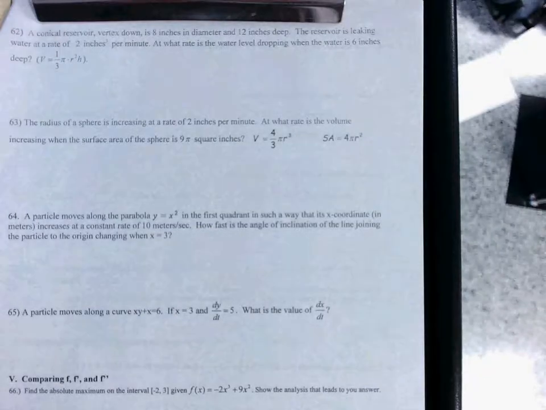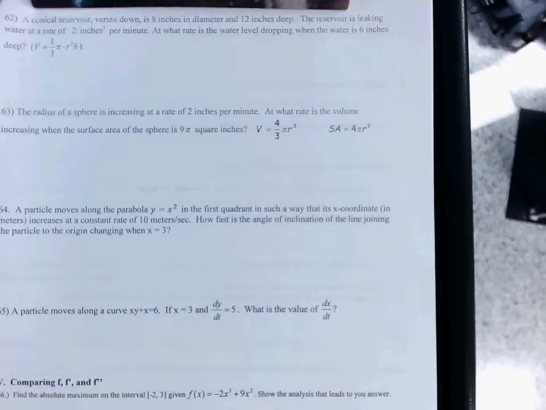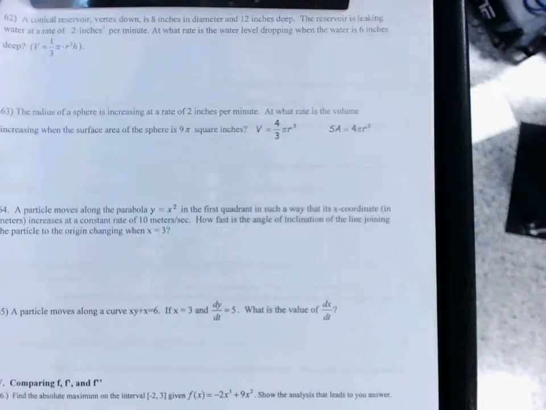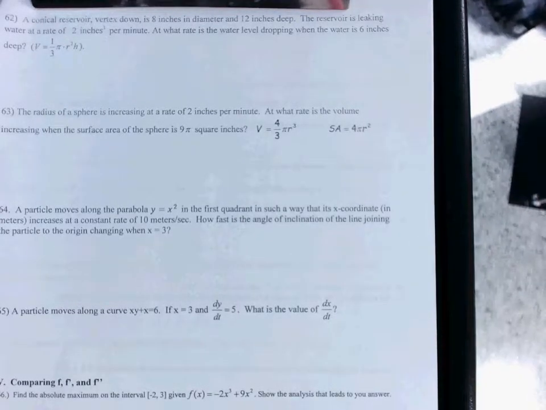Okay, it says a conical reservoir, vertex down, is 8 inches in diameter and 12 inches deep. Then it says it's leaking water at a rate of 2 inches per minute. What rate is the water level dropping when the water is 6 inches deep? Okay, so this is a find, given, when.